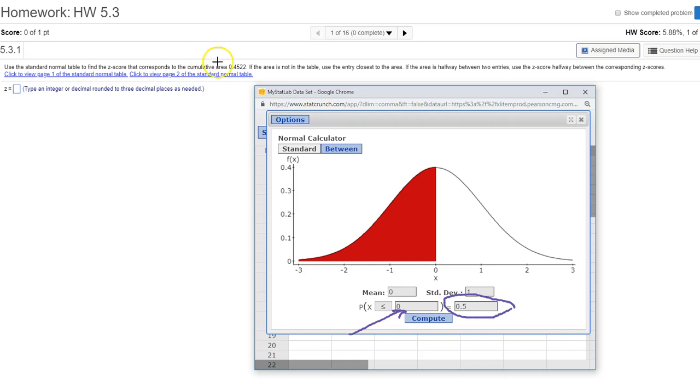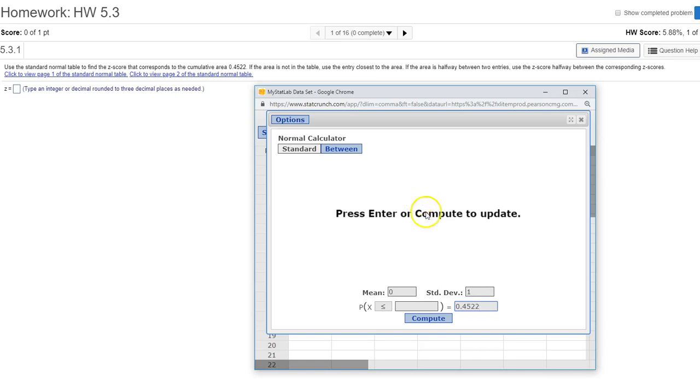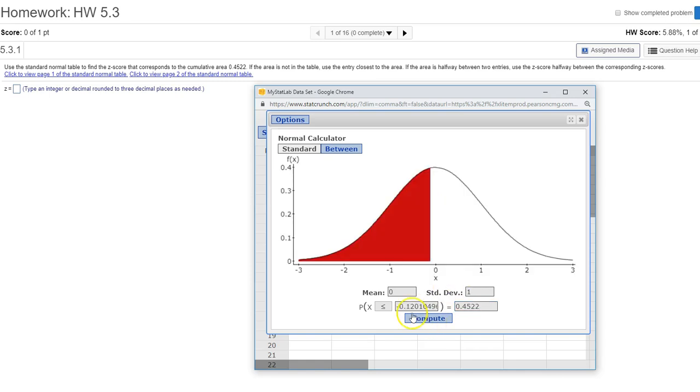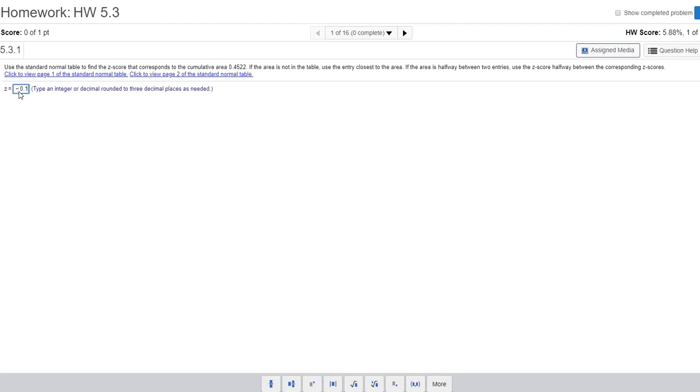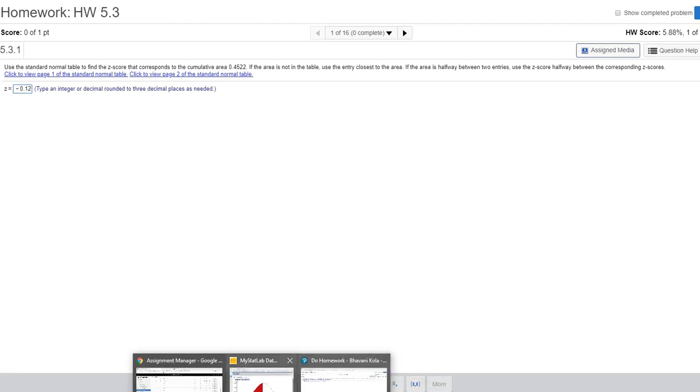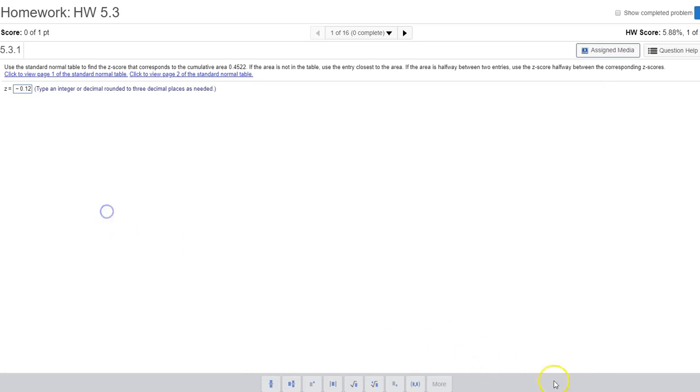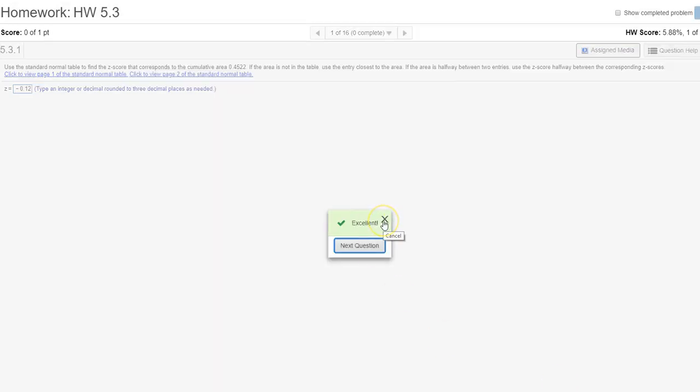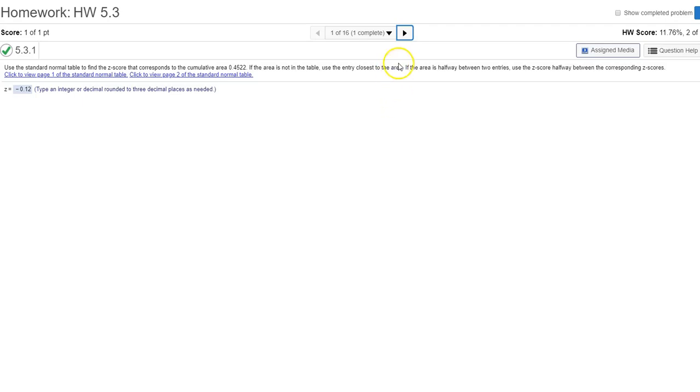Okay, so let me go ahead and put the area under the curve from there all the way up to here. Okay, so area under the curve is 0.4522. And my z-score is negative 0.120. Rounding off to 3 decimal places, they said negative 0.12, I forgot what it was. 0.12. So check my answer. Excellent.